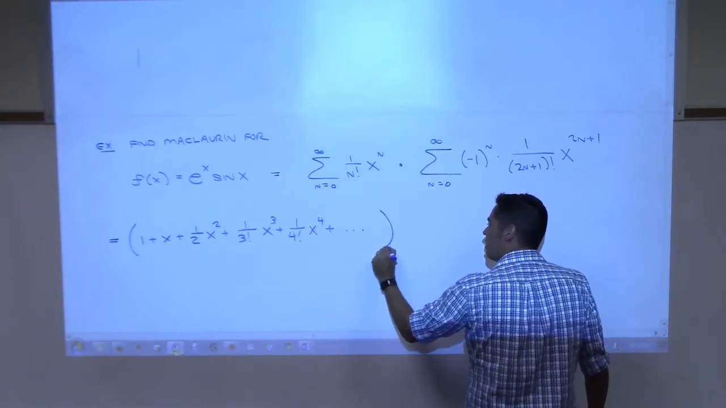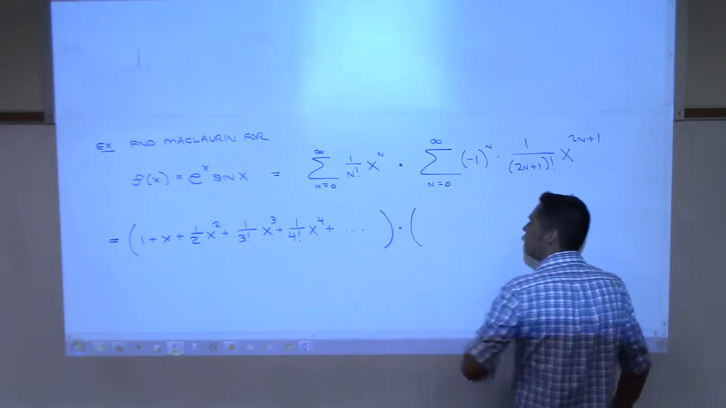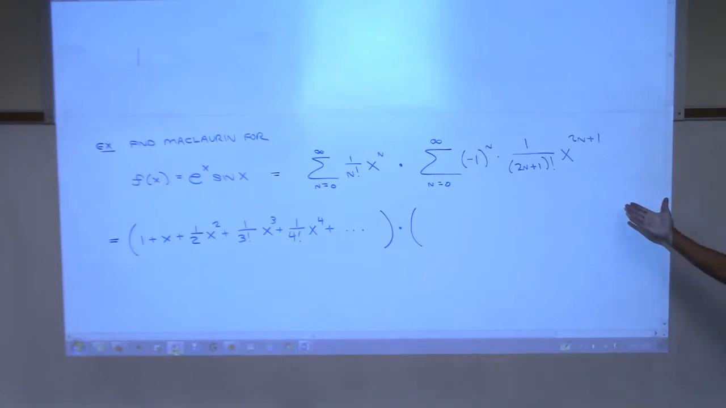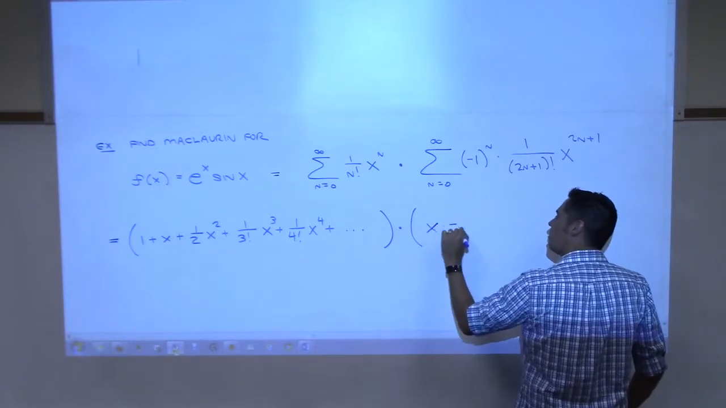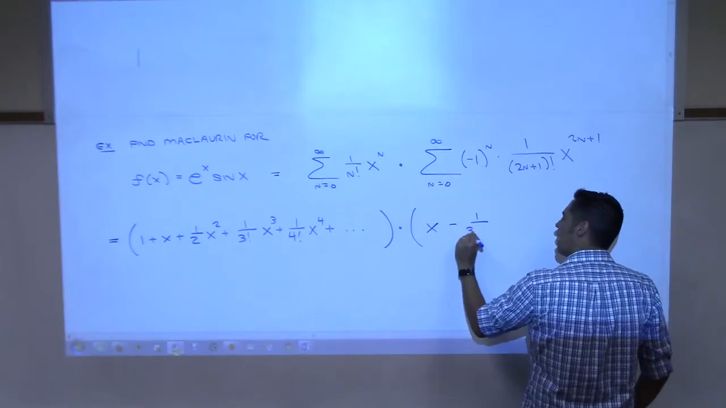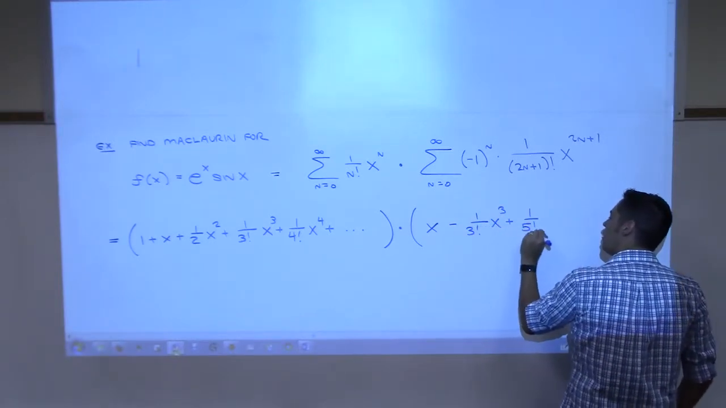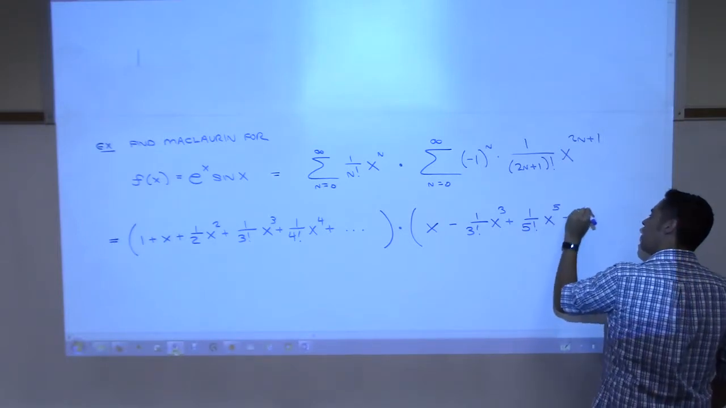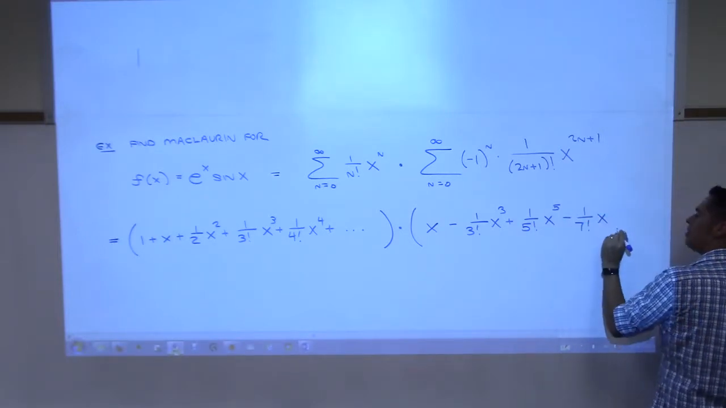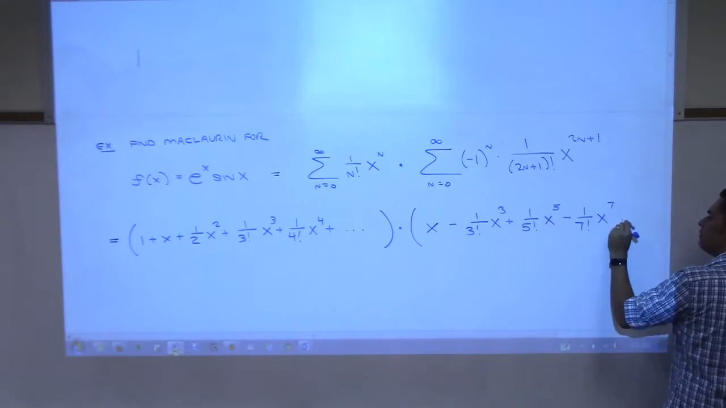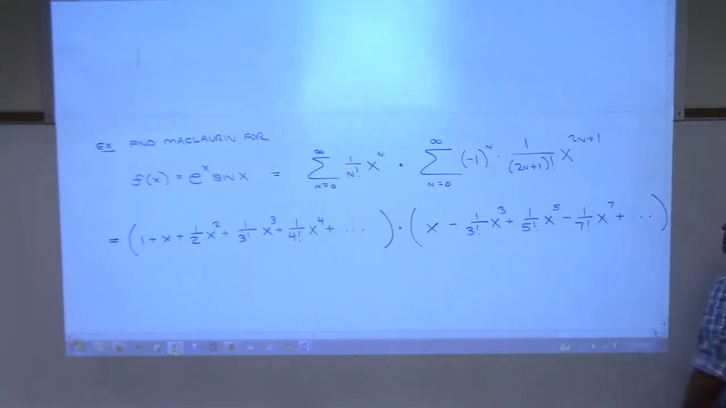But whatever that is, I need to multiply that times the expansion of this one, which is x minus 1 over 3 factorial x cubed plus 1 over 5 factorial x to the 5th minus 1 over 7 factorial x to the 7th plus dot, dot, dot.